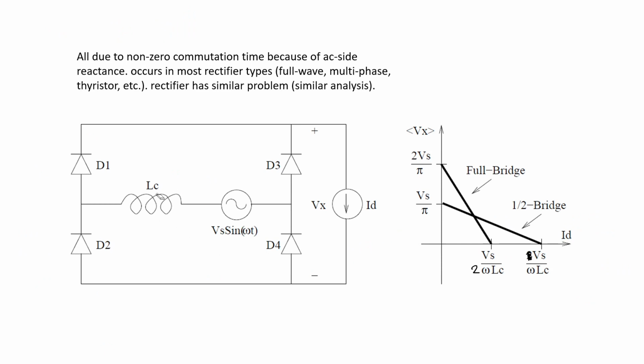Same thing for full wave rectifier. You can get a similar graph, but here, because if you don't operate any current at all, the average voltage VH can be up to 2 Vs over pi. Okay, but then if you operate with the current of this value, then you don't get any voltage from VH at all, right?